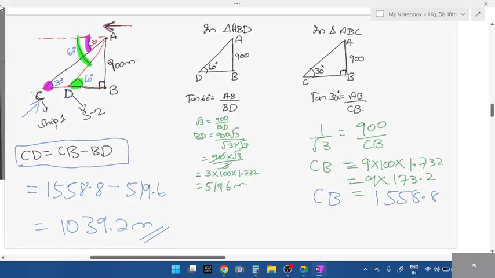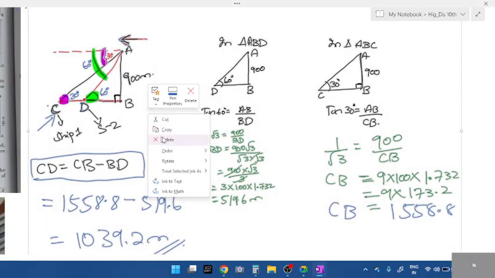Next question. This is how you solve angle of depression question. Convert into angle of elevation, use the same concept.